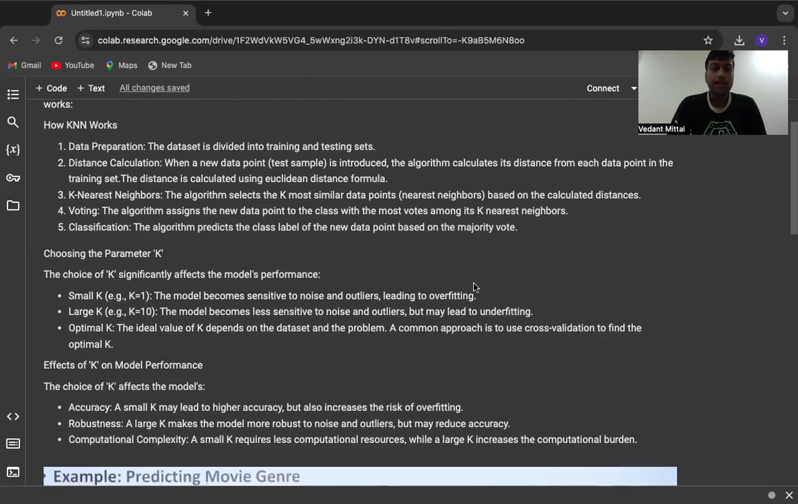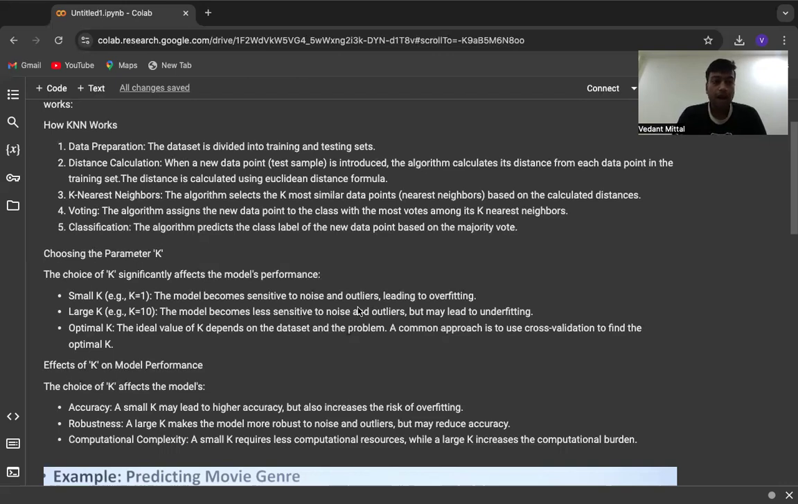Now we'll see how the algorithm is affected by choosing the parameter k. The choice of k significantly affects the model performance. For a small k, for example k equals 1, the model becomes sensitive to noise and outliers, leading to overfitting. When we take just one neighbor, overfitting can be caused.